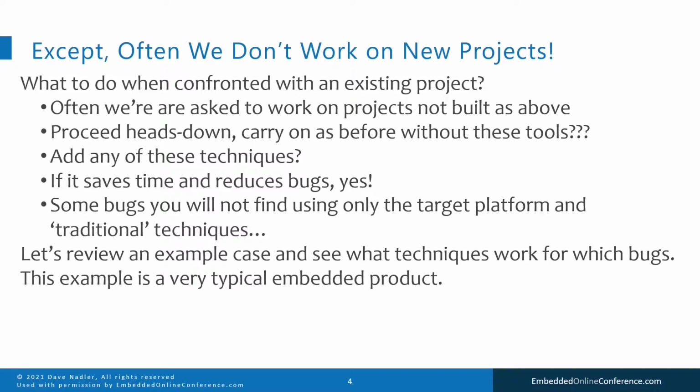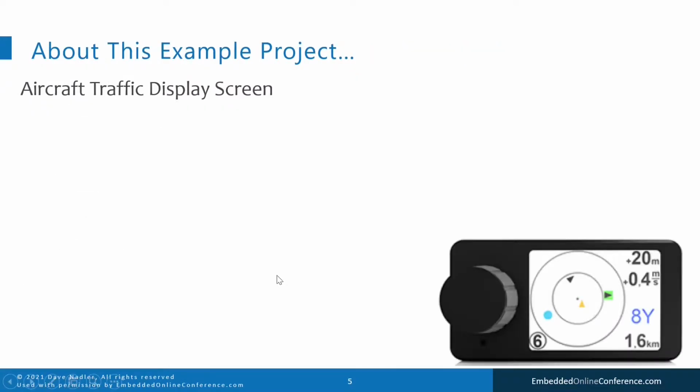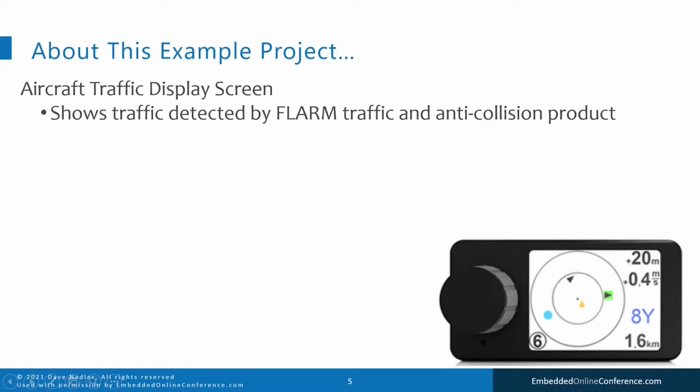And this product is a very, very typical embedded product, coded in a fairly typical fashion. The example project we're going to discuss is an aircraft traffic display screen. This display shows traffic from the FLARM traffic and anti-collision product. FLARM is a very, very successful system which displays information about other aircraft equipped with FLARM.